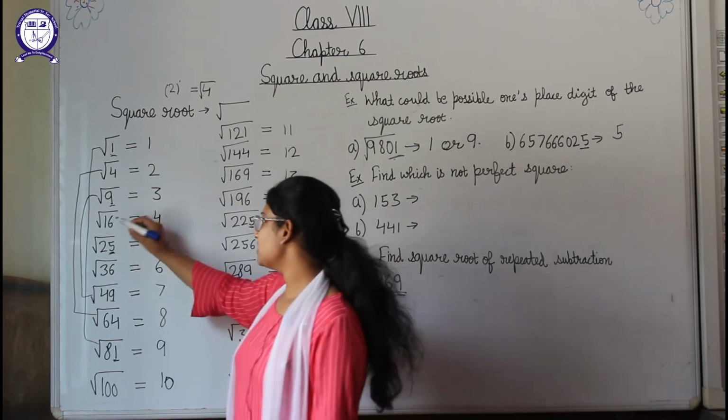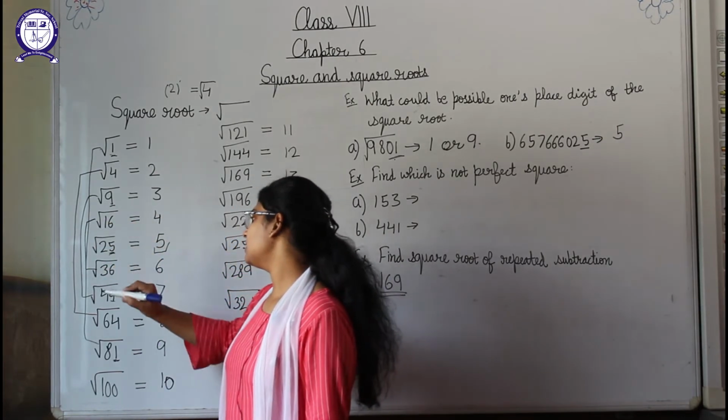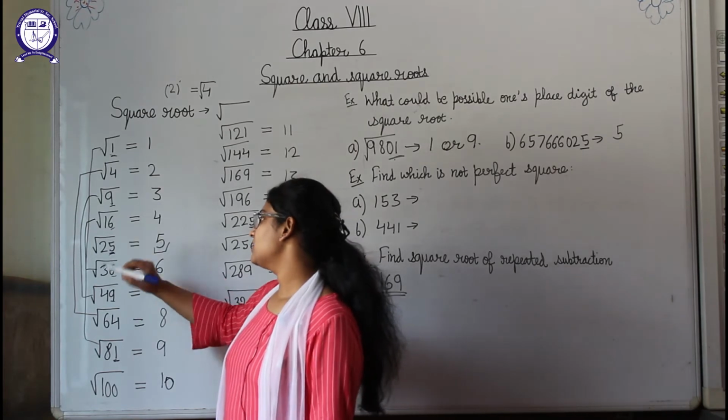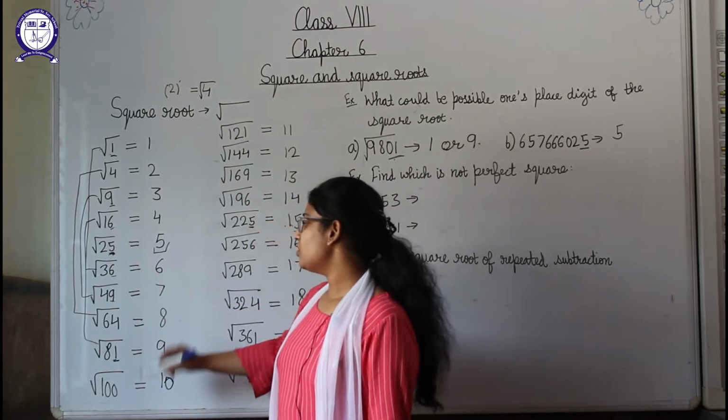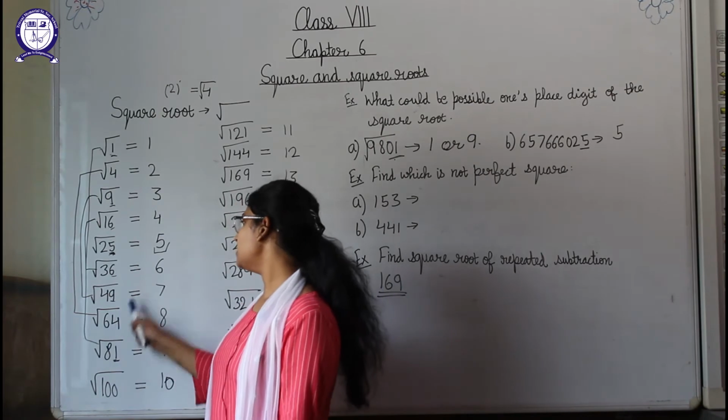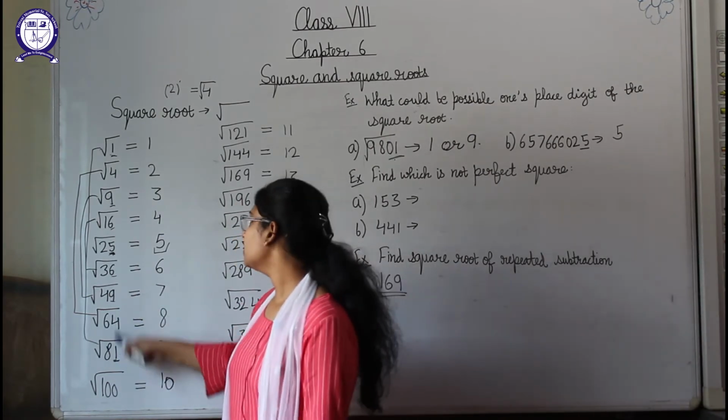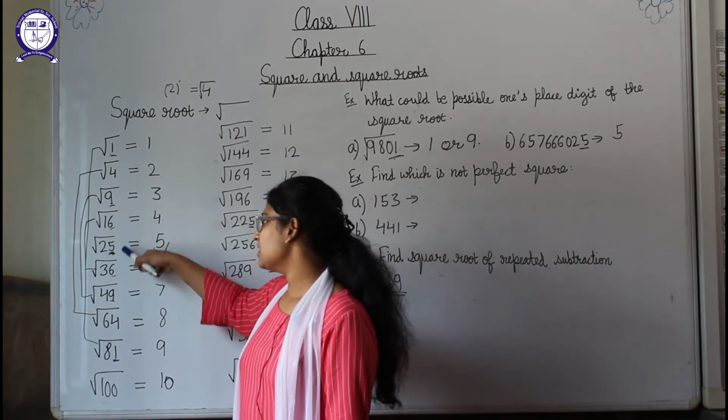These are the unit place digits here. In 36, the unit place digit is 6, and here it is 5. So the unit place digit of square numbers can be either 1, 4, 9, 6 or 5.